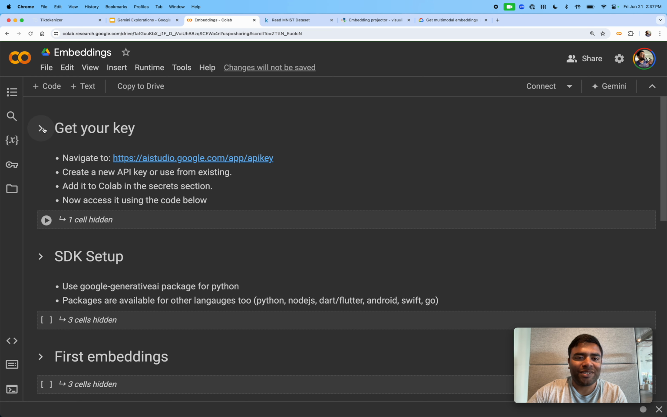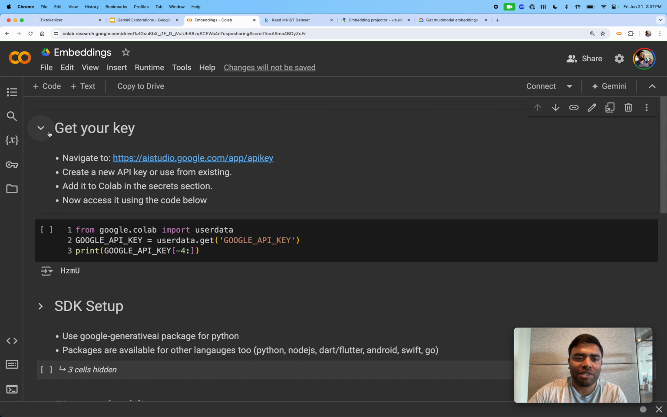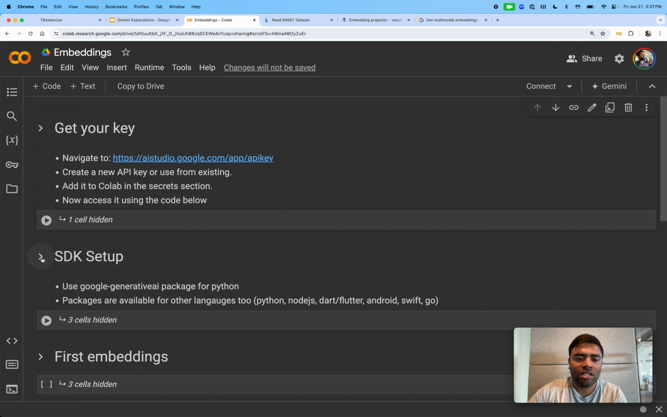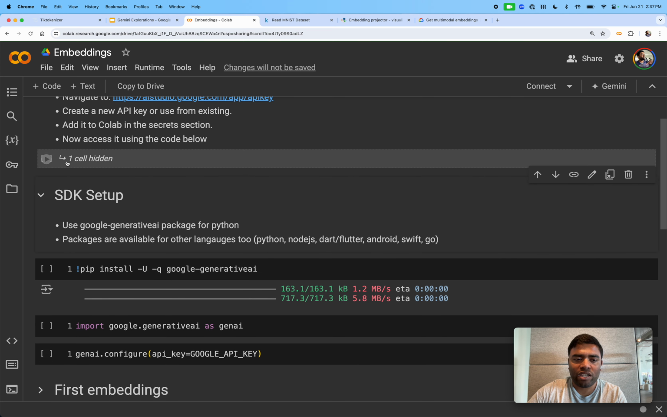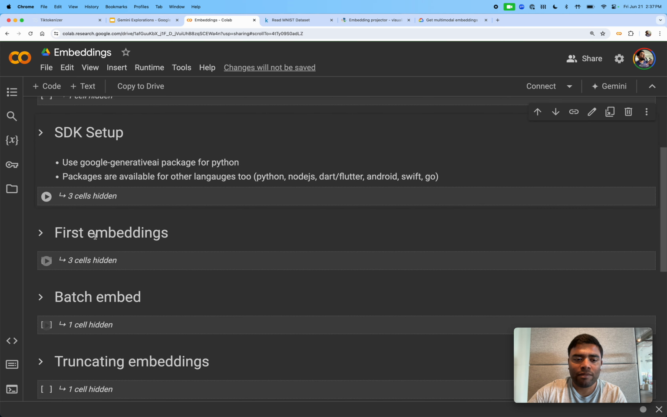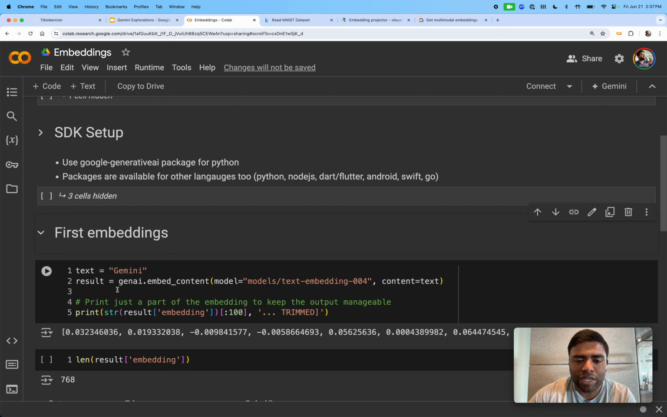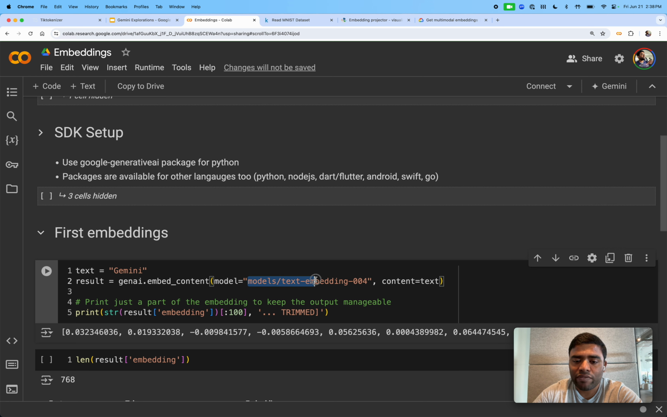Okay, so how do you get started with embeddings? We have the same setup as previously, where you get your key, you set up your SDK, and you configure the key to be used by the SDK, and then you can start getting the embeddings. So we have the text Gemini, and we are going to be embedding that. The model that we are using is text-embedding-004. This will just generate the embedding, and we have only printed the first 100 characters of the embedding, and these are different values.